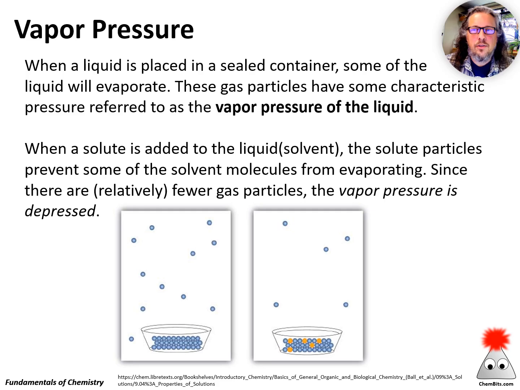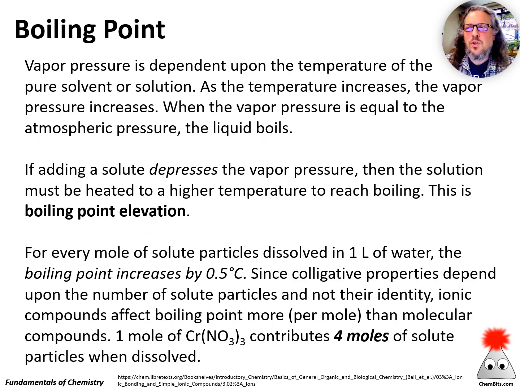Another colligative property that's related to this, that you may have some firsthand experience with, has to do with boiling point. So what does it mean for something to boil? Well, if you change the temperature, you change the vapor pressure. Increase the temperature, and it's easier for those liquid particles to escape into the gas phase. When we increase the temperature enough so that the vapor pressure is equal to the atmospheric pressure, that's what we call boiling. So if vapor pressure is depressed by adding a solute, boiling point must be impacted as well.